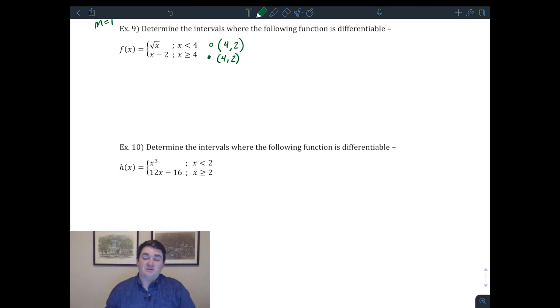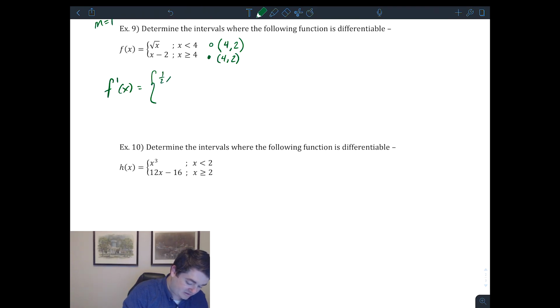So to determine that, we're going to take the derivative of the pieces of this piecewise function. So f prime of x, well, we have to think of this in nice terms. The square root of x is x to the 1/2 power, so its derivative would be 1/2 x to the negative 1/2. And the derivative of x minus 2 is 1.